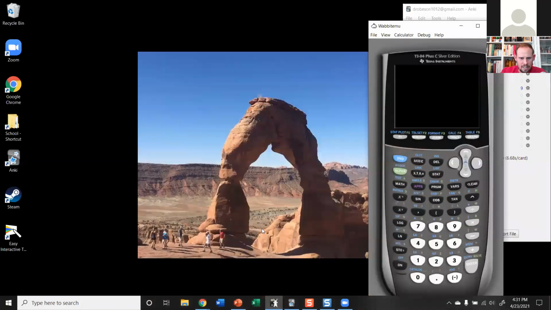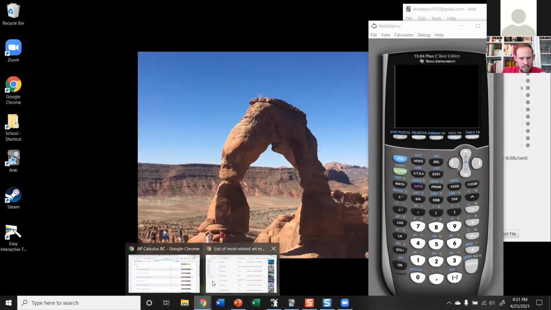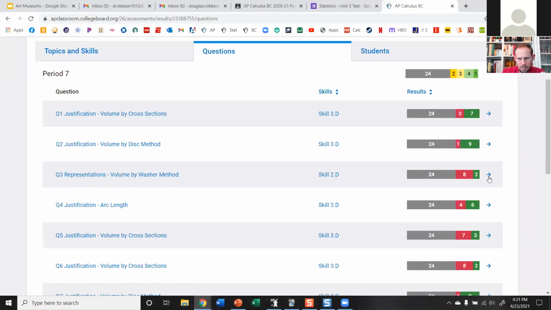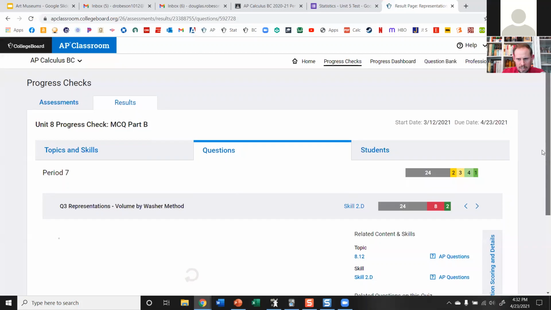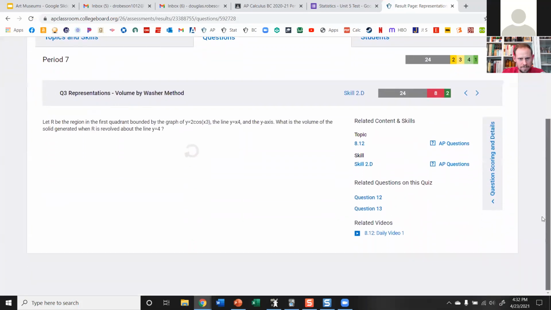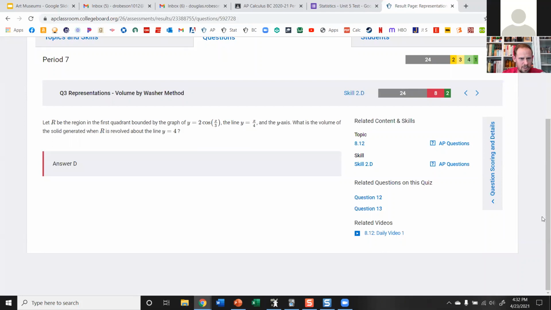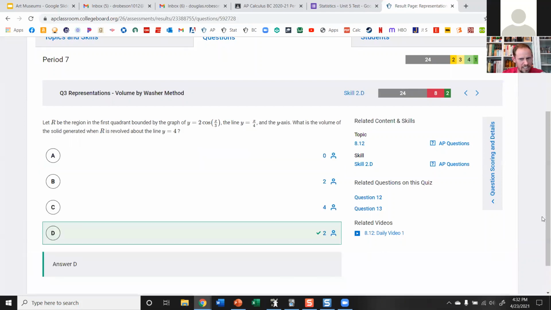Let's take a look at the multiple choice here. So it looks like we're doing volumes by washer and disk method. And looks like some of these were calculator questions. Is the volume of the solid R when R is revolved around y equals 4? Well, it looks like it's clearly D.